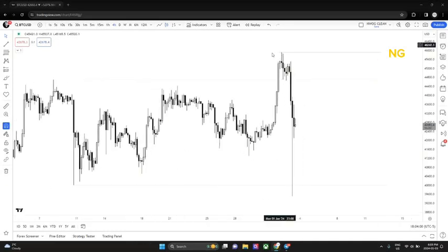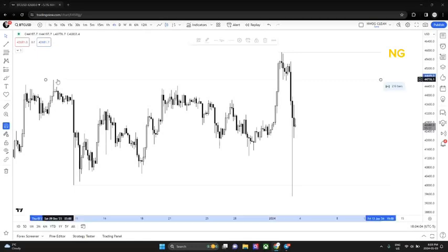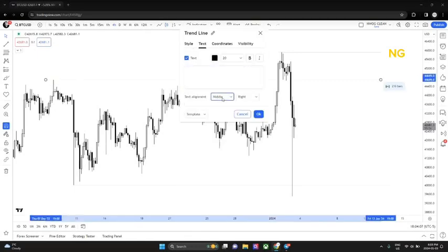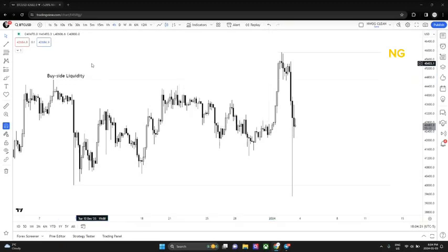So price ran above here, took the buy side liquidity which rested above this old high and this old high, which makes them, I'm waiting for someone to type it in the chat, but no one is, relatively equal highs, right? So price went above that.